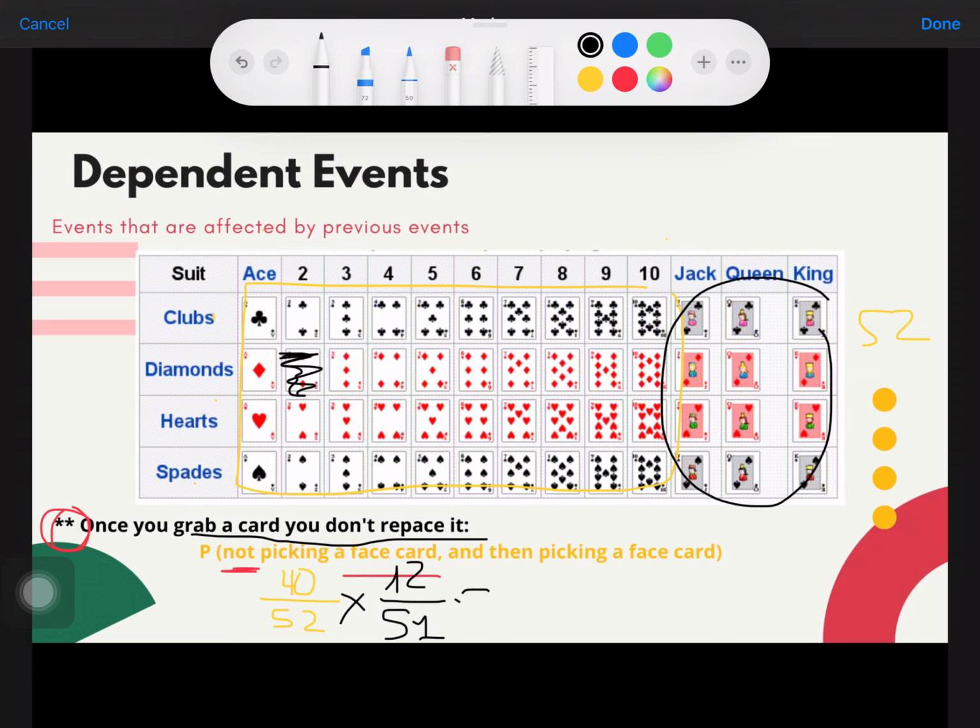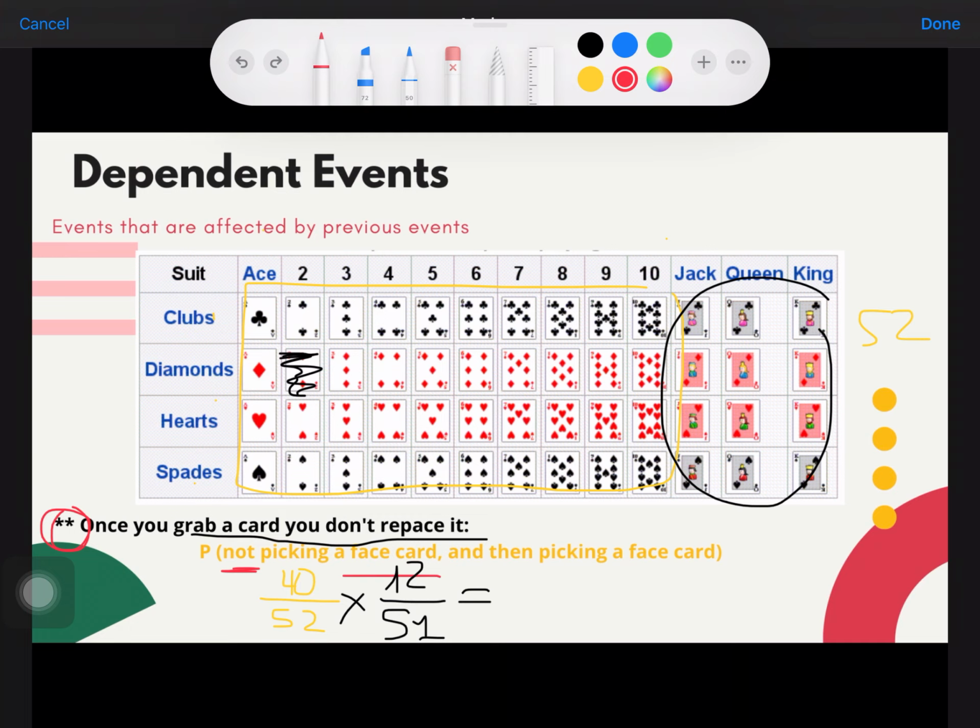So it's 51. The reason, guys, what you need to identify this as is a dependent event, not independent, but dependent, is because what I did in the first try actually affected my second probability. What affected that? Because I already grabbed a card. Of course, that is going to affect my second result.